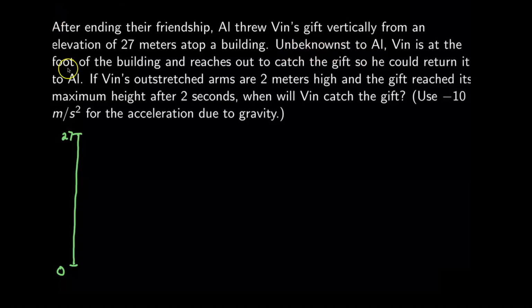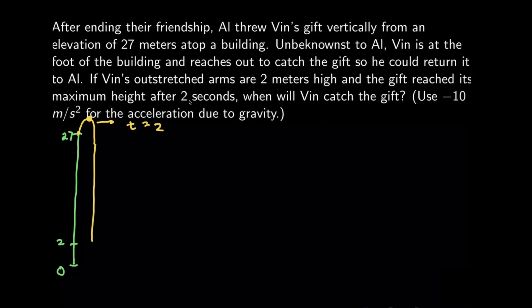Unbeknownst to Al, Vin is at the foot of the building, here, and reaches out to catch the gift so he could return it to Al. If Vin's outstretched arms are 2 meters high, so his hands will be here, 2 meters, and the gift reached its maximum height after 2 seconds. Vin threw the gift vertically, and then after 2 seconds, here, so this one happened when t is equal to 2.